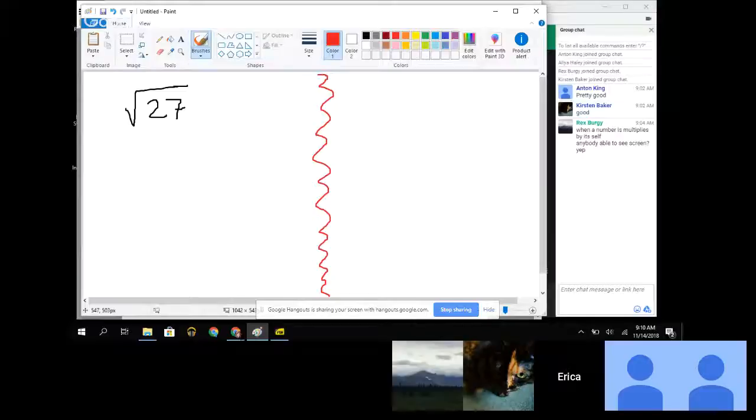Okay, so the property that I want to tell you about is that if you have the square root of a times b, you can rewrite that as the square root of a times the square root of b. Okay, so this is one of the properties that we have. What does that mean for square root of 27? Well, I know that I can't just take the square root of 27.